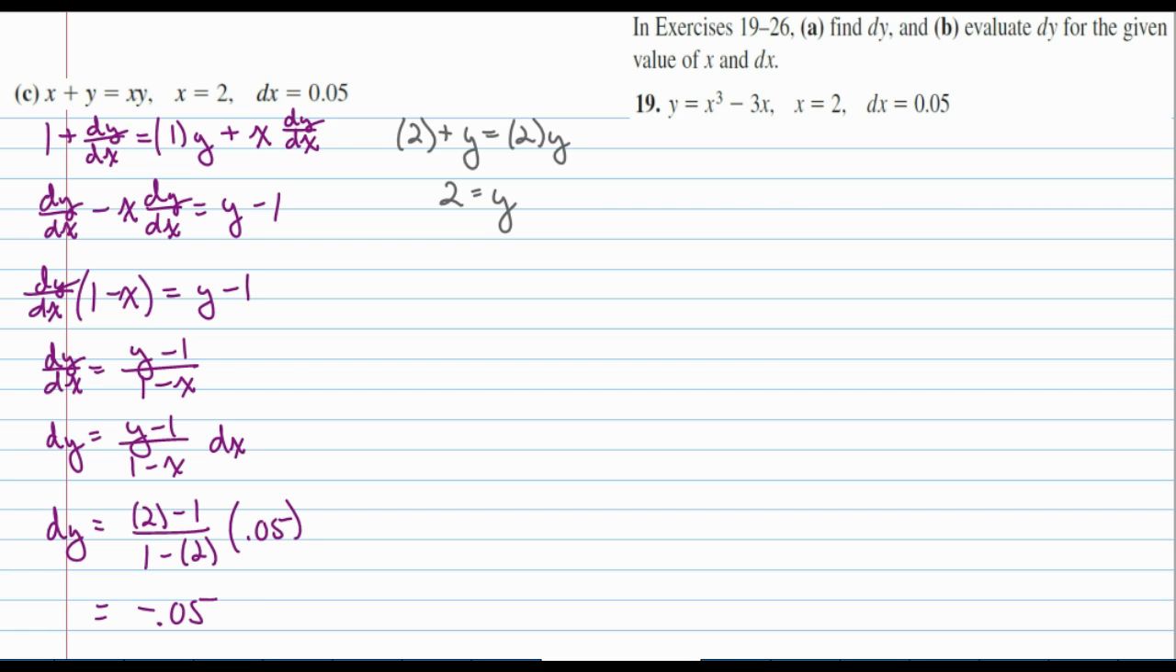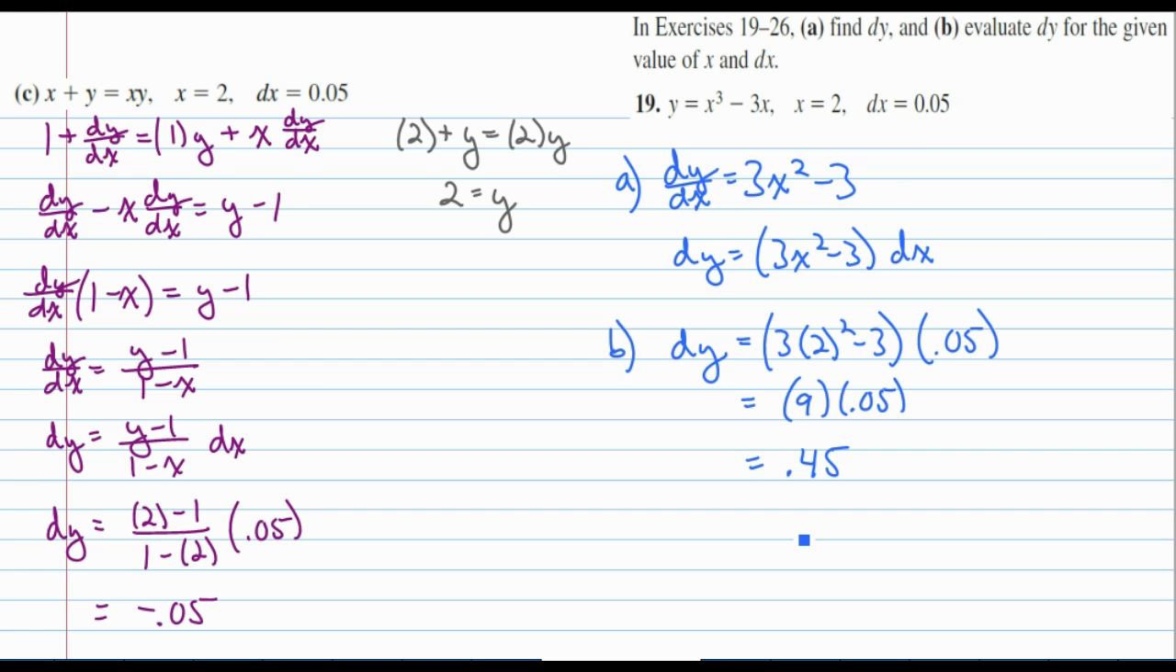Now try problem number 19, which says find dy and evaluate dy for the given value of x and dx. I'm going to first find dy: I'm going to take the derivative and then solve for dy. So I found the differential dy for part A. In part B, I'm going to plug in my desired x value and the little change in x after that to find out what the little change in y would be. And I get that dy, the change in y, would be 0.45. So for every 0.05 the x changes, the y changes by 0.45 at the x value.